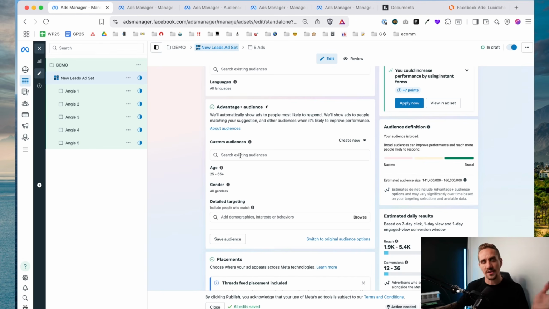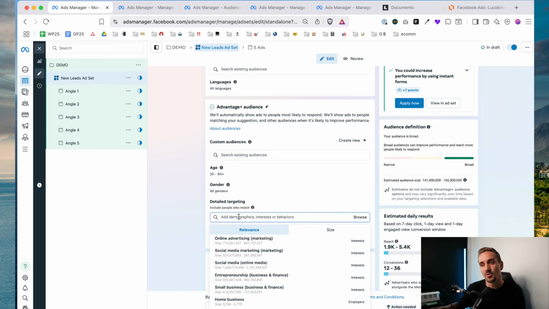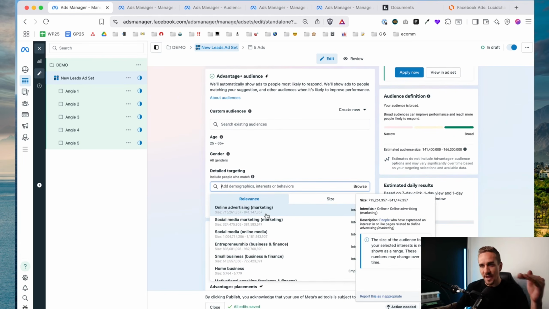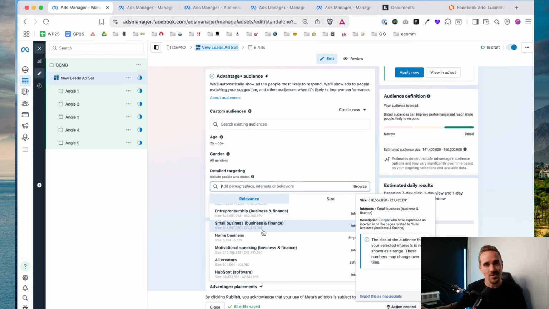And I can show you some data here in just a second where it won't even show to the entire audience. It'll find the right people in that audience. So I'll show you how that works here in just a second. We'll either do that or we will do stacks of detailed targeting. And so again, back in the day, we used to test each one of these individually. We honestly don't really do that anymore.